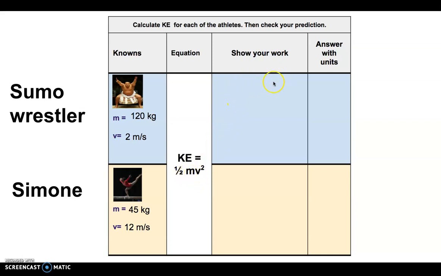To show my work, I'm actually going to rewrite my equation just so that it's a little bit easier for me to see. So I rewrote it, and then I'm going to write down the calculation I'll do here. That'll be 1/2 times 120 kilograms, the mass of the sumo wrestler, times 2 meters per second, which I'm going to square. Then on my calculator, it's going to be 0.5 times 120 times 2 squared. And then I'll hit equals.